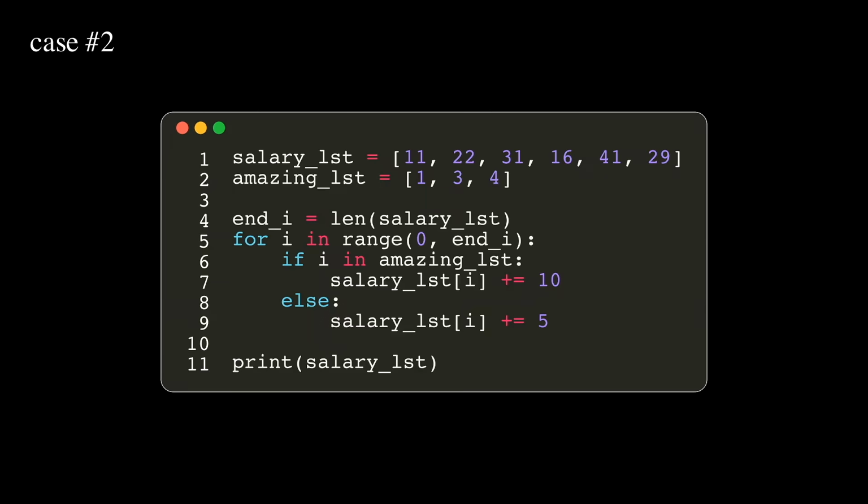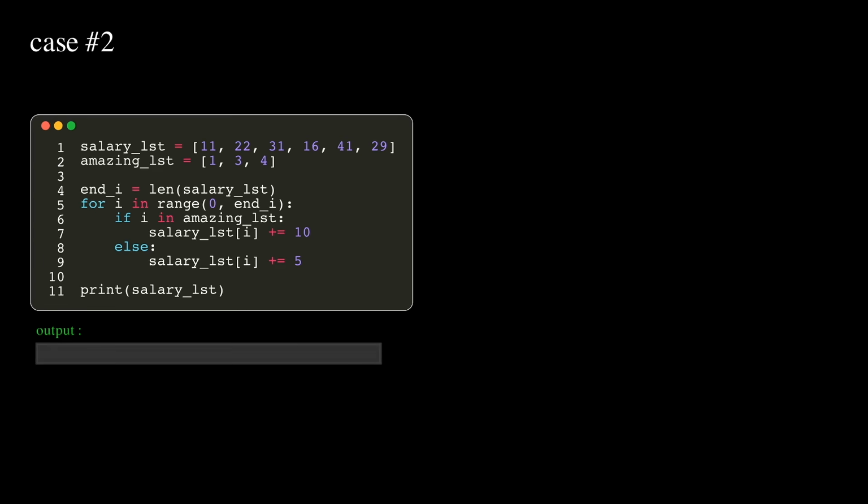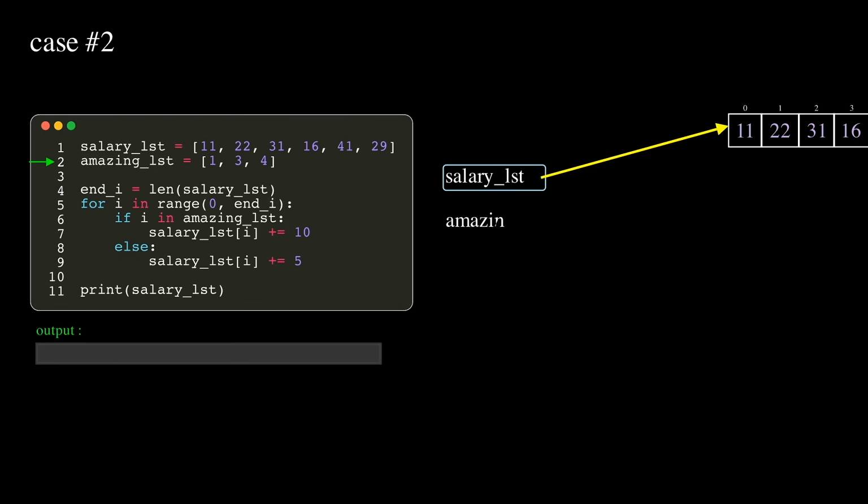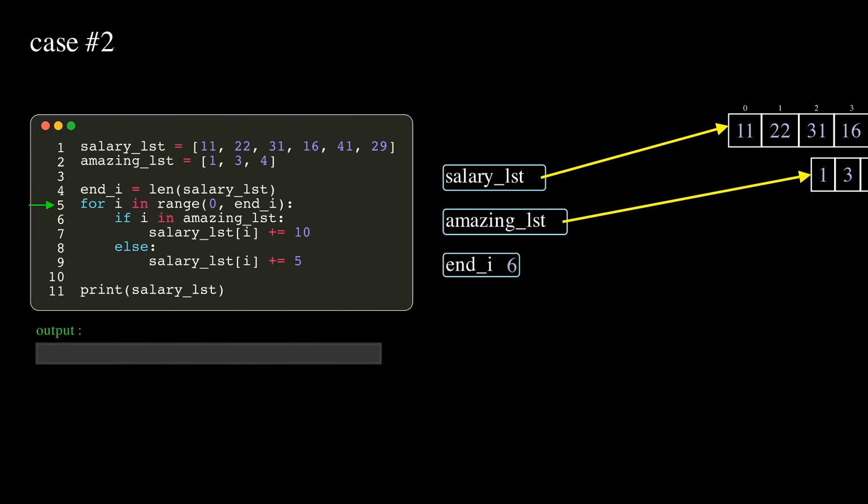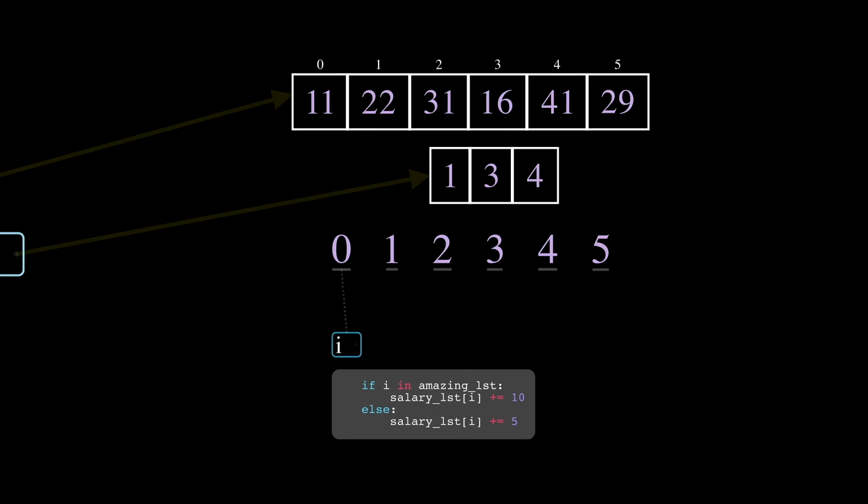Our programming logic here is very straightforward. We iterate over all the indices. With the help of if-else, we differentially increase the salary by checking whether the candidate is amazing. Loop variable I binds to 0, and the index 0 is not inside the amazing list. So our program jumps to the else part, and increases the salary by 5.